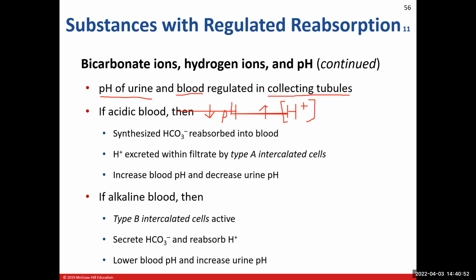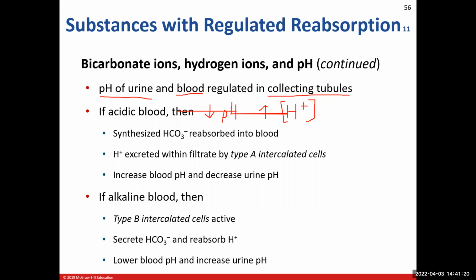So therefore, what we need to do is, remember what I said about the kidneys and what urine is. If our blood is too acidic, that means it has a lot of hydrogen ions floating in it. So we've got to get those hydrogen ions out of the blood and into the urine. We have to do that. That will increase our pH.